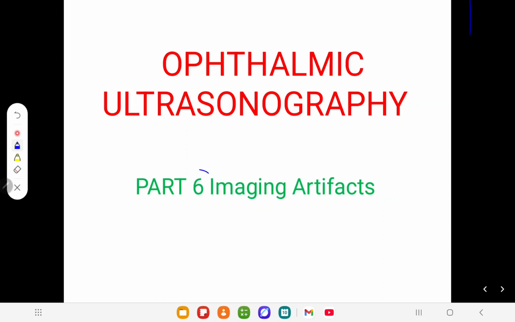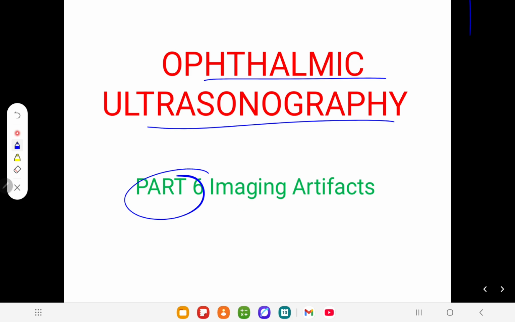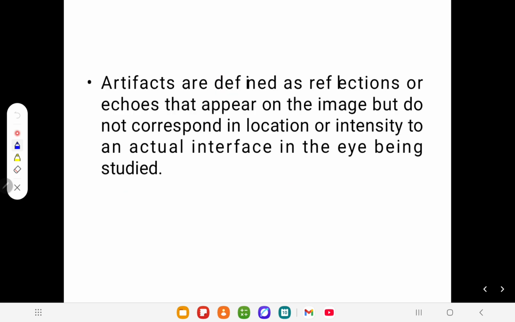Okay, let's discuss part 6, which is ophthalmic ultrasonography. In this topic, we are discussing imaging artifacts. So, what are the artifacts of ultrasound? Basically, the main important artifacts. What do you mean by artifacts? Artifacts are defined as reflections or echoes that appear on the image but do not correspond to the location or intensity of actual interference in the eye being studied.